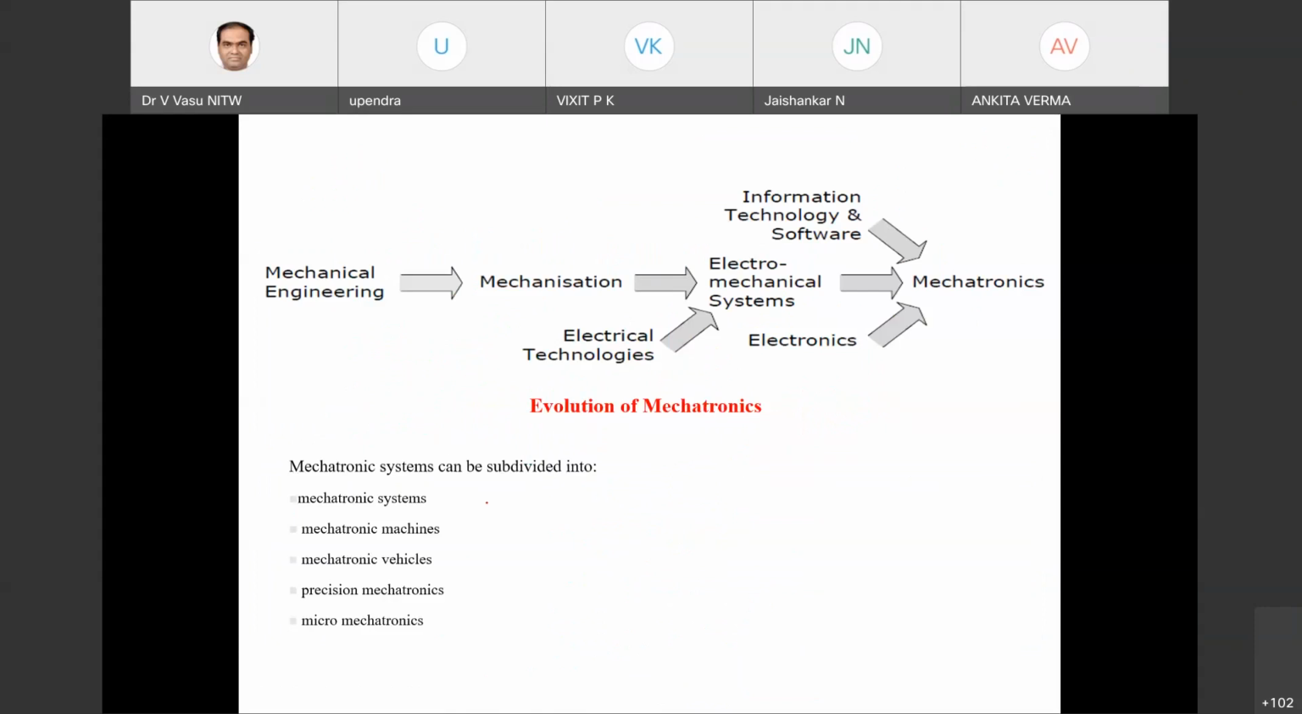Okay, so if you start with any particular mechanical engineering system, you will get some mechanization. So it will be a 4-bar linkage or any mechanization. If you add electrical technology to this system, we get electromechanical systems. If you add electronics and informatics systems, then you get the total mechatronic system. That is how you can develop the total mechatronic systems.